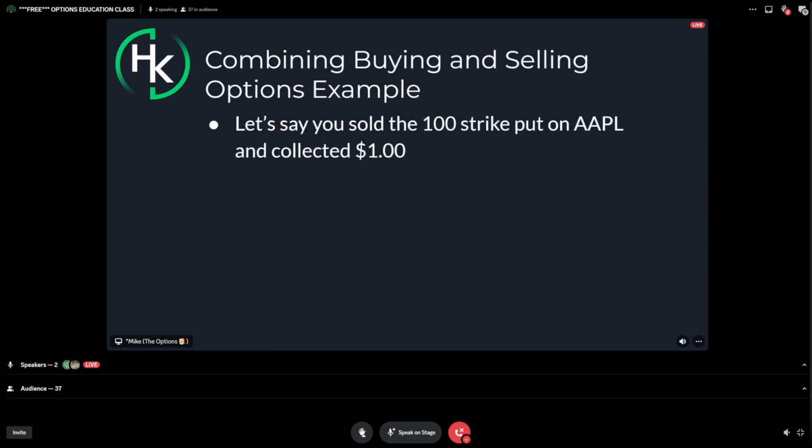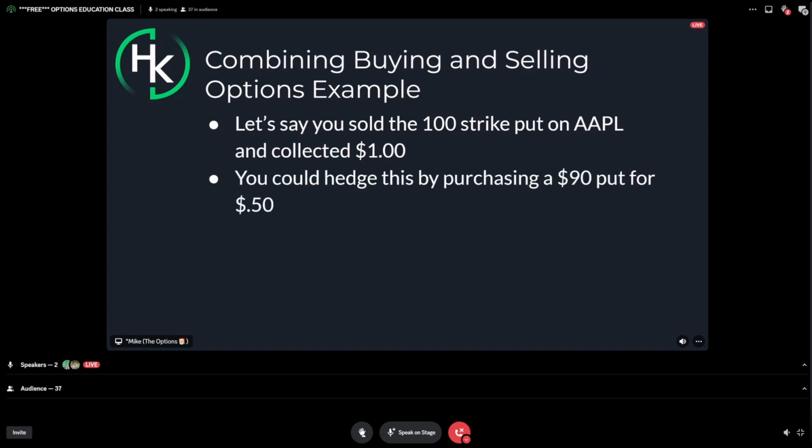So let's say you sold the 100 strike put on Apple and you collected $100 in premium, or $1 per share. You could hedge this by purchasing a $90 put for, say, 50 cents. Anytime you're on the same expiration date, a lower price put will always be cheaper than the higher price puts just because of the way the pricing works.